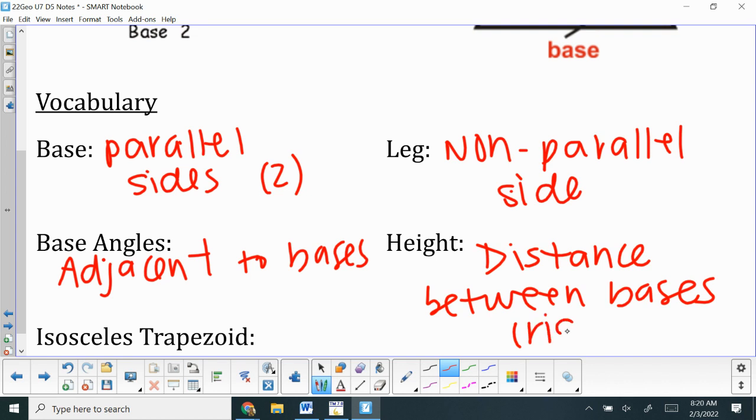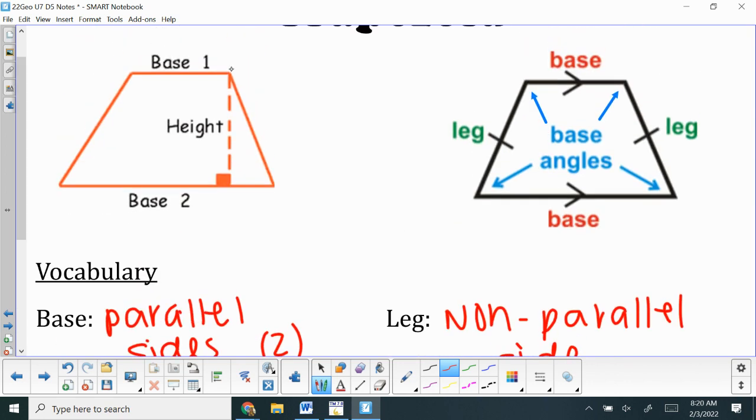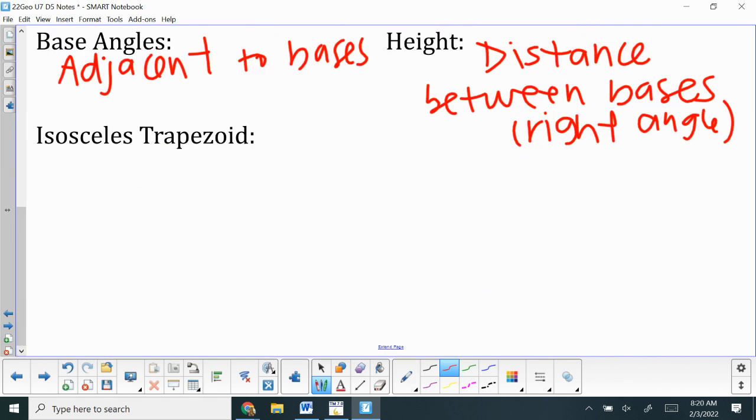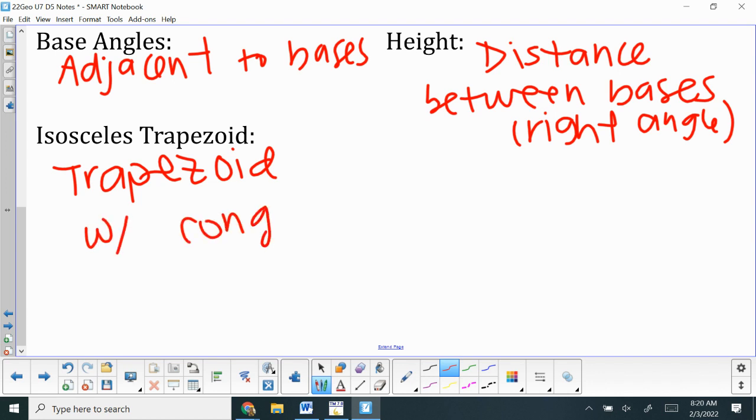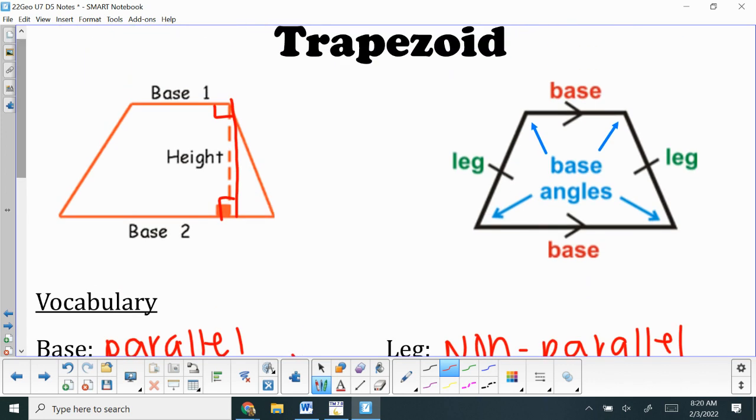And it makes a right angle, meaning it's perpendicular to the bases. So this right here is the height. It is perpendicular to both bases. And then an isosceles trapezoid is a trapezoid with congruent legs. So if you look up here, this one is an isosceles because the legs are congruent. Whereas this first one is just a regular trapezoid because the legs are not congruent.